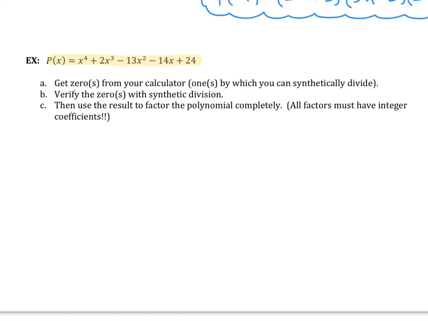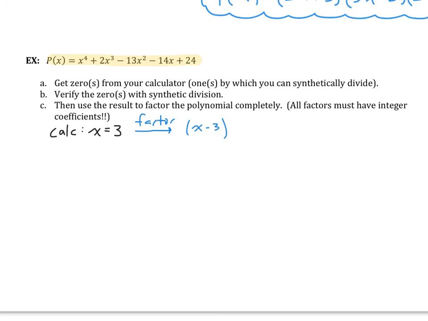Okay, so go ahead and do that and verify. I'm going to jump right into the one I found from the calculator and our table. I found that one of the zeros is x equals 3. Just a reminder, if x equals 3 is the 0, then the factor is going to be x minus 3. So just keep that in mind.